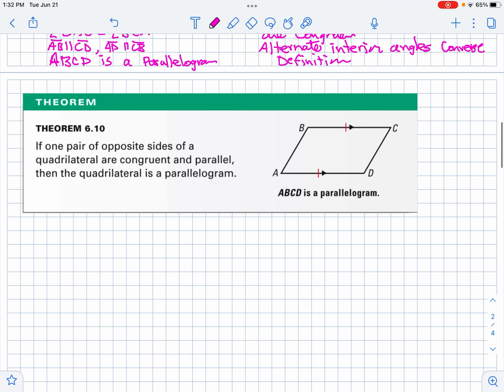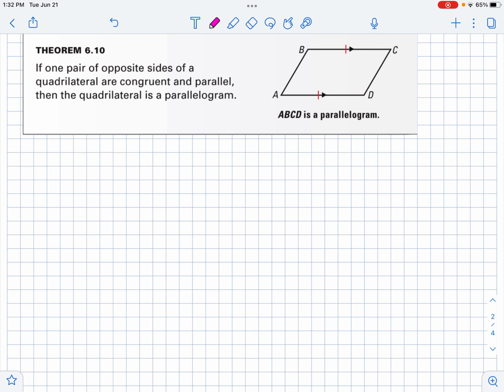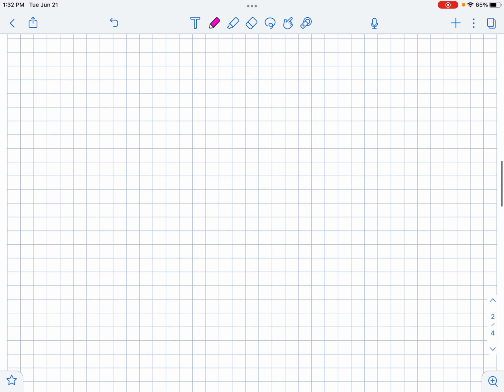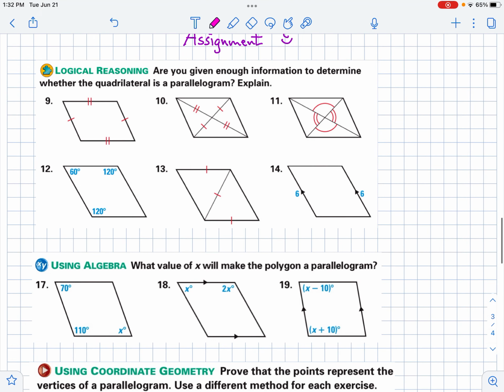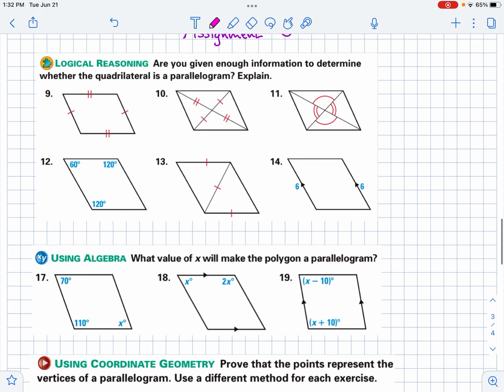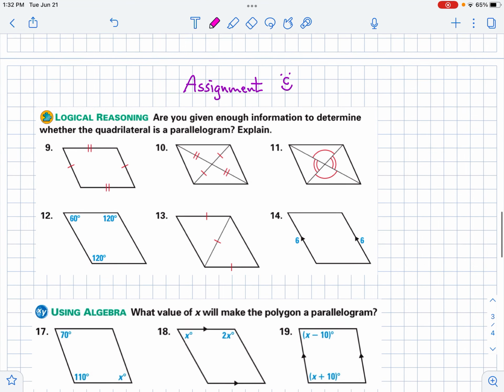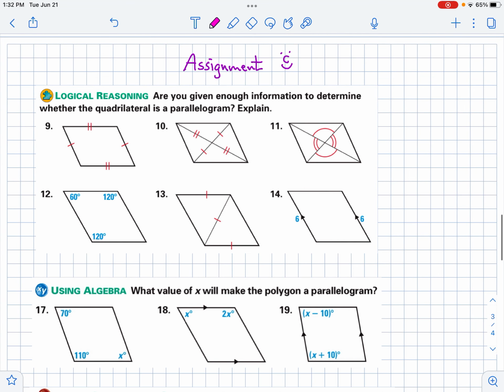Okay, now we've also got Theorem 6.10. That's just another theorem that was a part of the section. Let me go on down here to the assignment. Mainly, this assignment is just computational, okay? And where we're going to use what we know about parallelograms to find missing parts, missing angles, and that sort of thing.